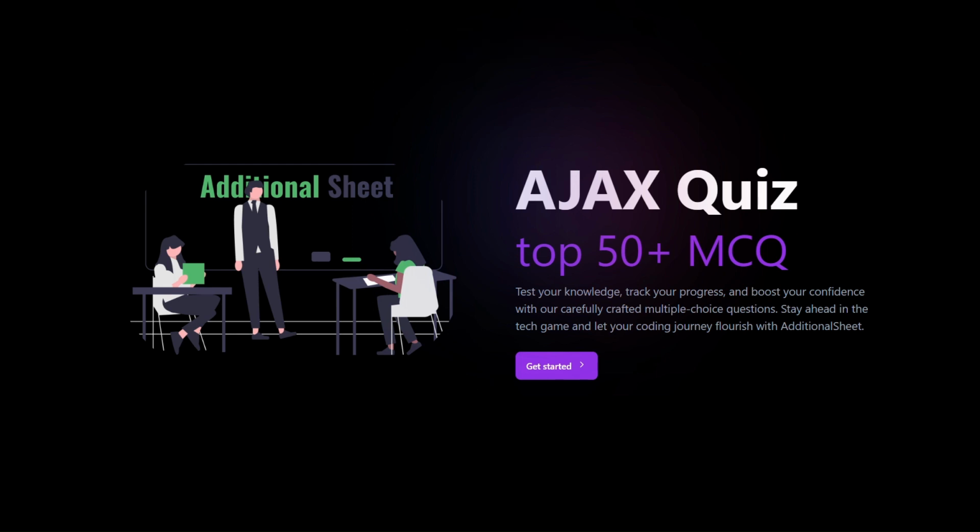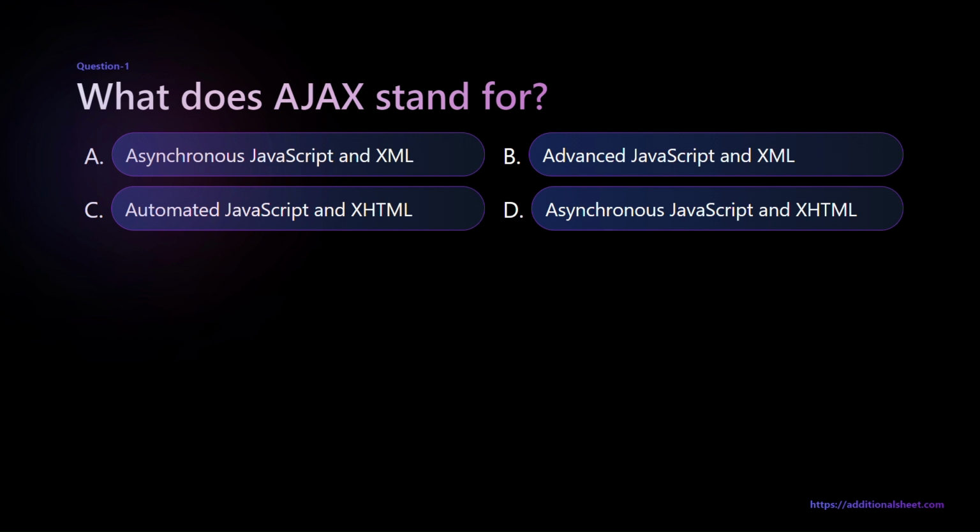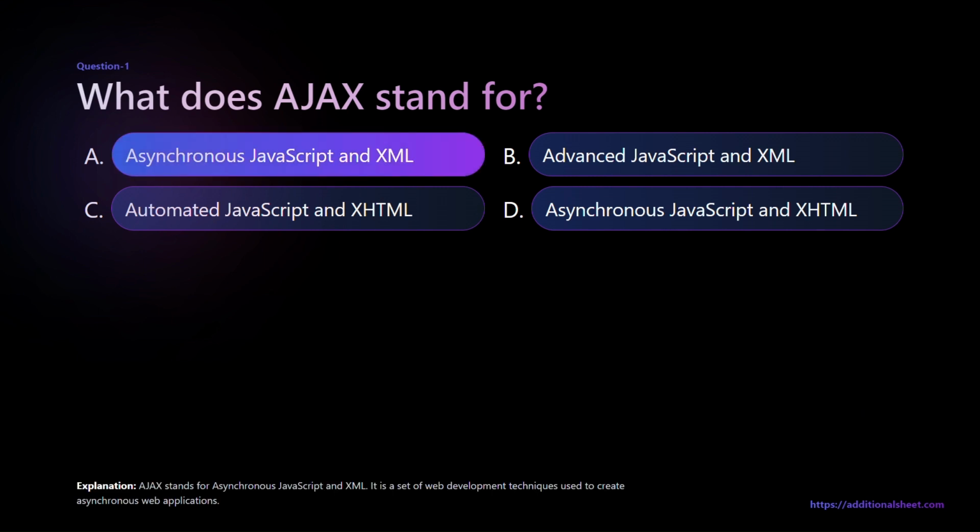In this video we will go through AJAX Top 50 Multiple Choice Questions and Answers. Let's start our video. What does AJAX stand for? Option A, Asynchronous JavaScript and XML. Option B, Advanced JavaScript and XML. Option C, Automated JavaScript and XHTML. Option D, Asynchronous JavaScript and XHTML. The correct answer is option A, Asynchronous JavaScript and XML.